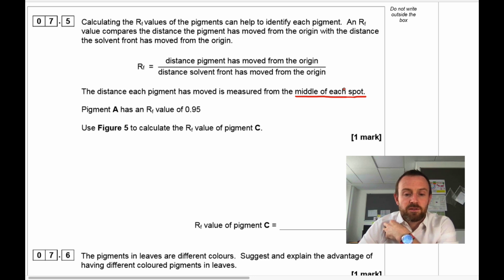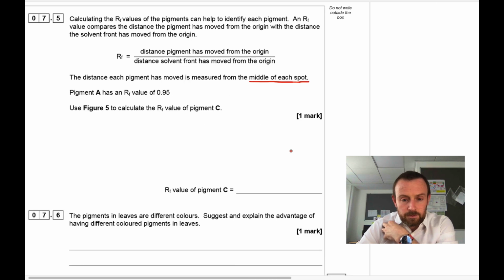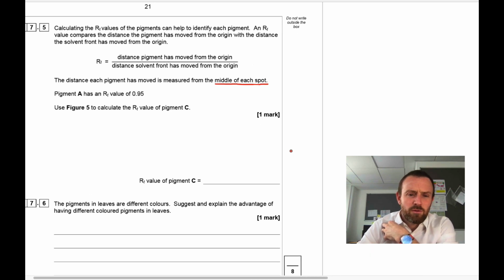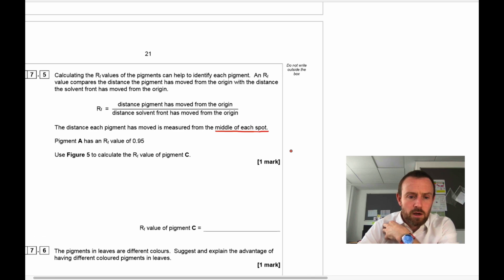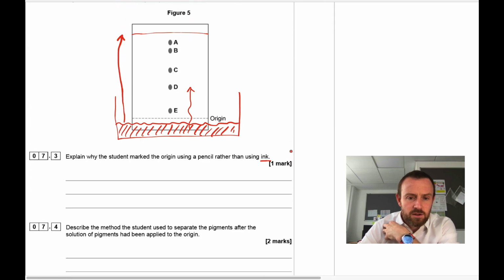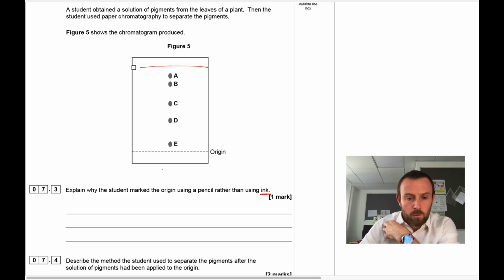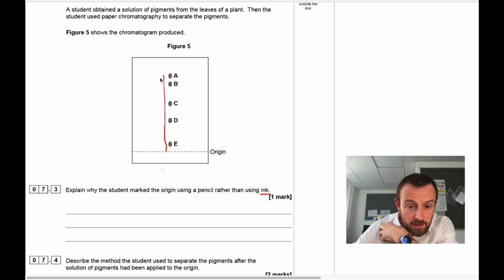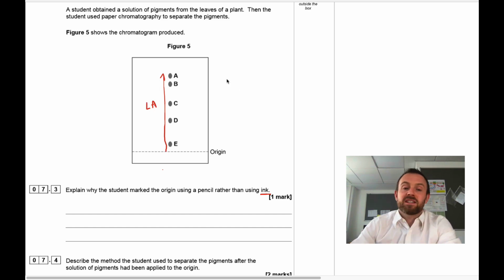Use figure 5 to calculate the RF value of pigment C. Okay, so this is quite a lot of work for 1 mark. I haven't got a ruler on my digital version here, but I'll show you what you would do. So A has 0.95. First of all, you measure the distance from the origin line to the middle of pigment A. Let's call that length A, so that's the distance that A has moved.